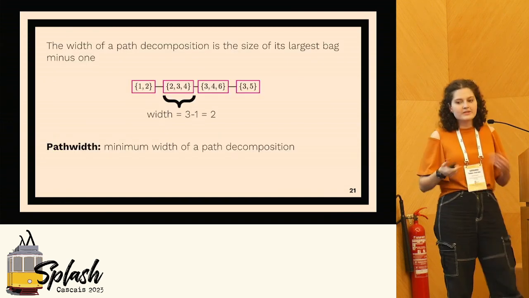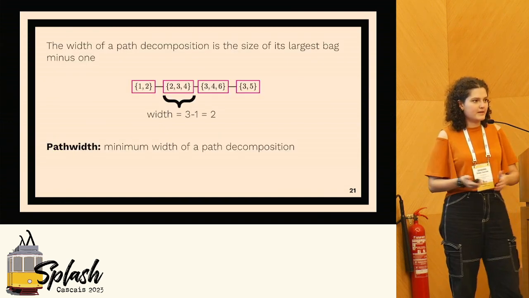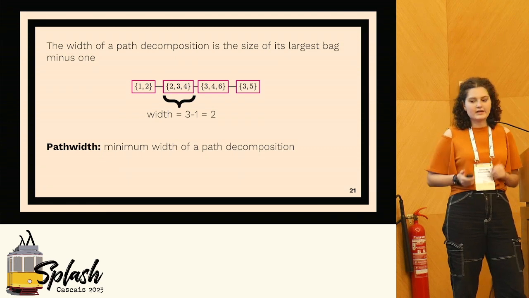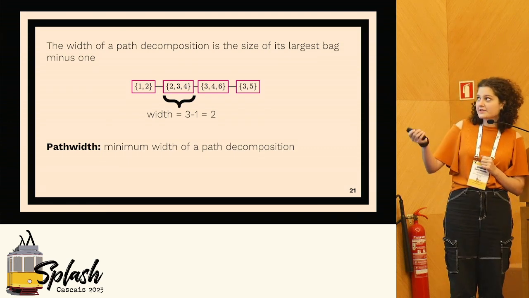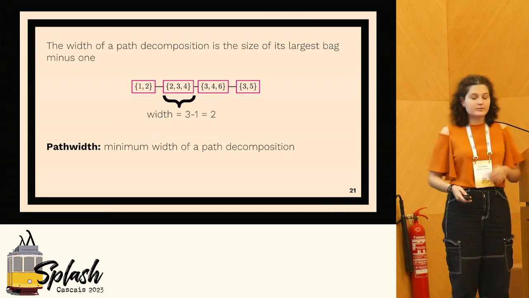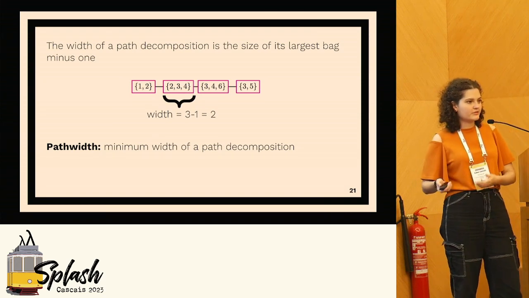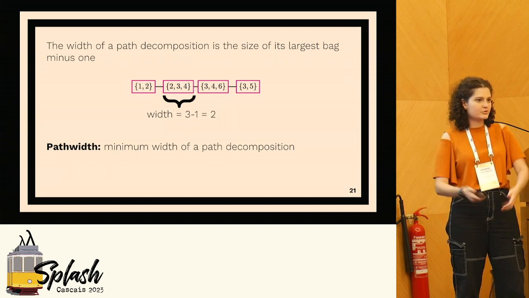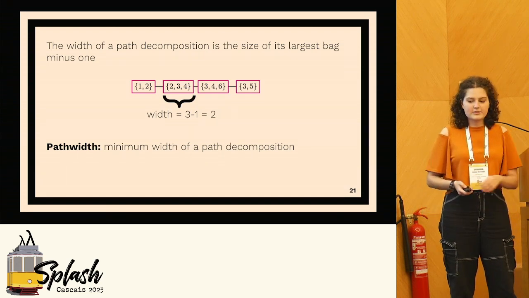Awesome. So the width of a path decomposition is going to be the size of the largest bag minus 1. As I said, I don't want these sets to ever get too large. For example, for this path decomposition here, the largest bag has 3 vertices, so the width is going to be 2. And the pathwidth is going to be the minimum width over all possible path decompositions of a graph.